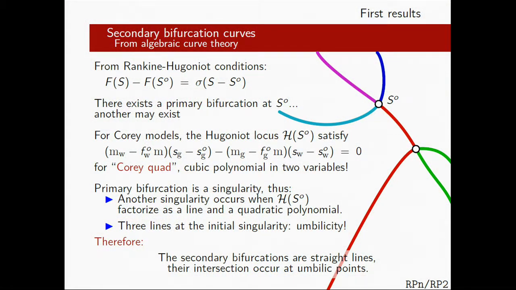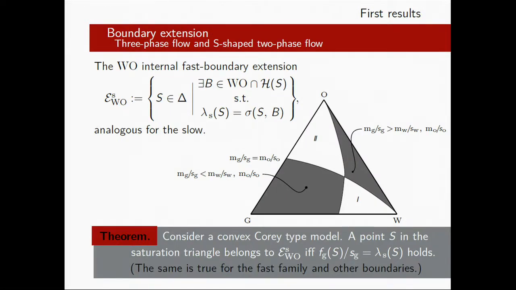So when you have a bifurcation curve, you need one to be a straight line and the other two curves to be made by the quadratic polynomial. What is interesting is that if you have an umbilic point, then you can only have three lines that intersect at that very point, at the reference point. This result will be related later.